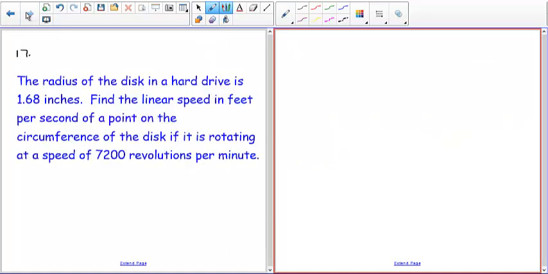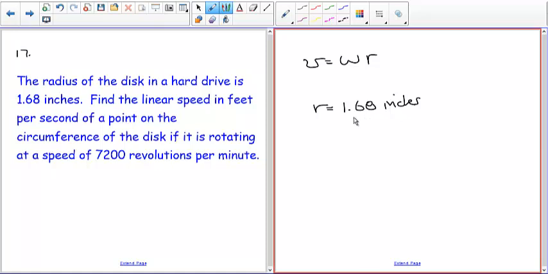And final one. The radius of a disk on a hard drive is 1.68 inches. That's the radius. Find the linear speed in feet per second of a point on the circumference of the disk if it is rotating at a speed of 7,200 revolutions per minute. So we just said that the linear speed is equal to the angular speed times the radius. Now, here we want to find the linear speed in feet per second. So first thing we have to do is convert the radius to feet.